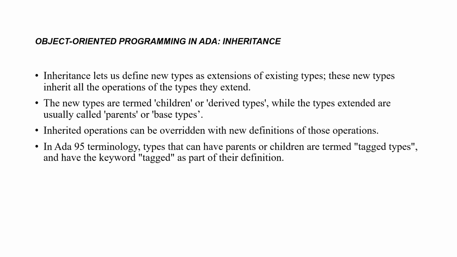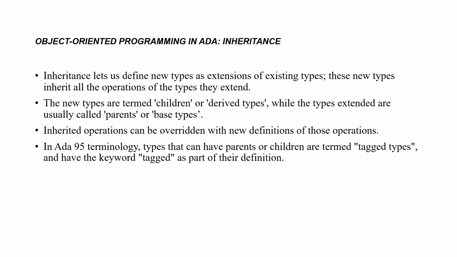Object-oriented programming in ADA. First of all, I will explain inheritance. Inheritance lets us define new types as extensions of existing types. These new types inherit all the operations of the type they extend. The new types are termed children or derived types, while the types extended are usually called parents or base types. Inherited operations can be overridden with new definitions of those operations.